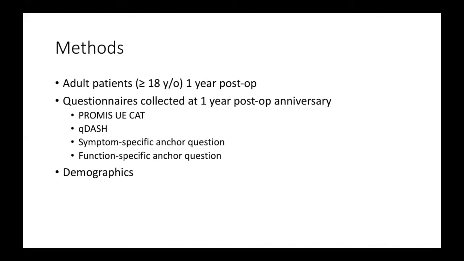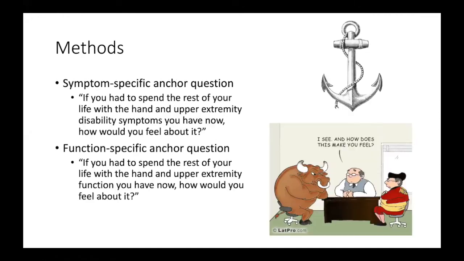Patients were included if they had responded to one of either the PROMIS UE-CAT or the QuickDASH, and one of either the symptom or function specific anchor questions. Additionally, we collected demographic data including age, gender, race and ethnicity, treating surgeon, marital status, alcohol use, smoking status, ASA class, area deprivation index as a national percentile, and whether or not the patient was undergoing surgery secondary to a traumatic injury.